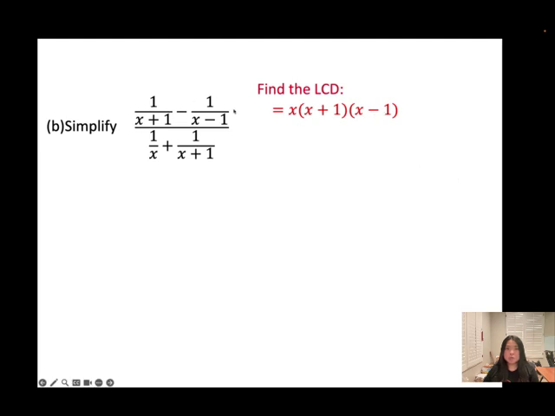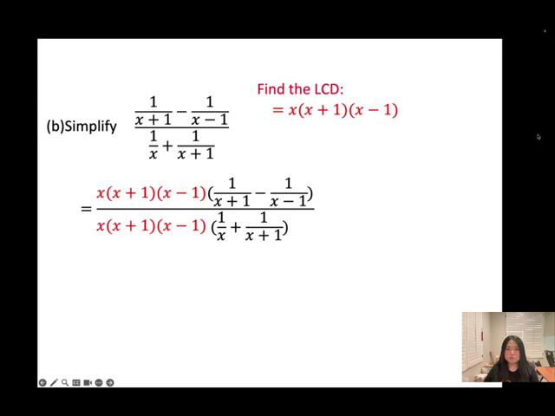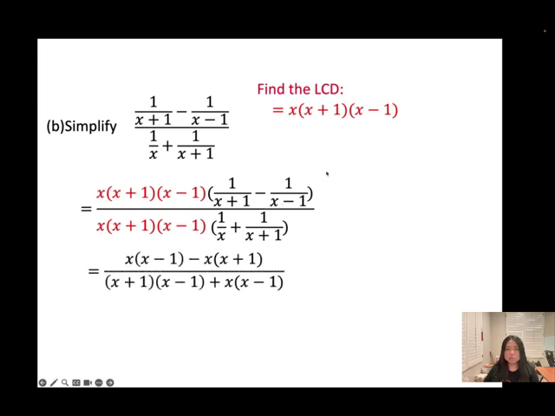Then on the numerator, you're going to multiply the LCD. On the denominator, you're going to multiply the LCD. So distribute one by one. So here x plus 1 you cancel out. So you're left with x times x minus 1. And then second term, you cancel out x minus 1. You should get this. Same idea for the denominator.